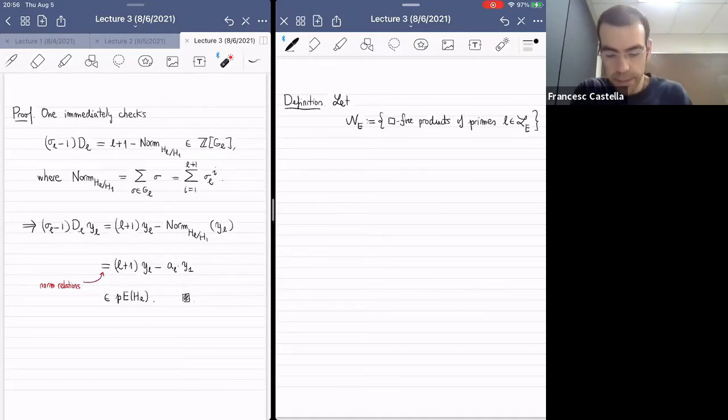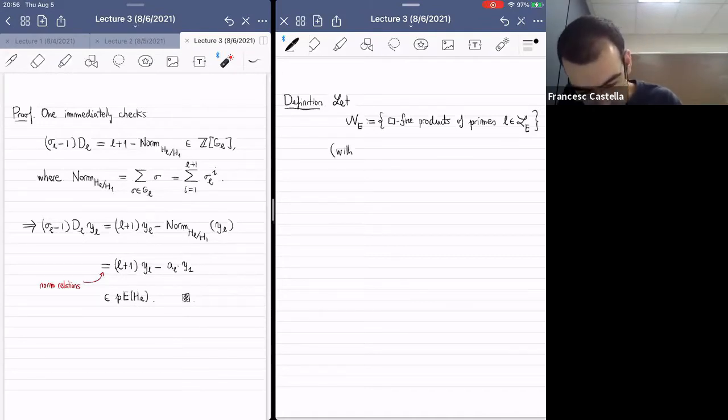Okay, so N sub P is the set of all square-free products of Collivagen primes, or rather primes in this set LE, with a convention here that we allow the empty product. So by convention, one is an element here.